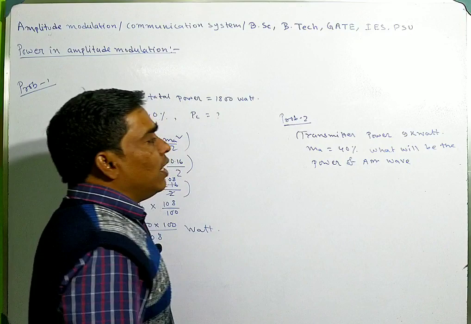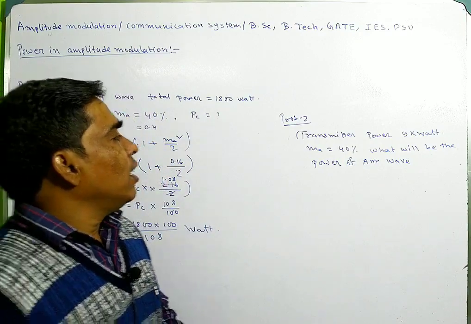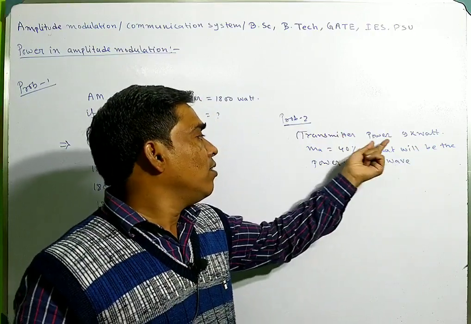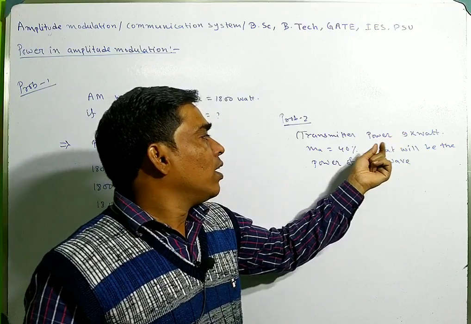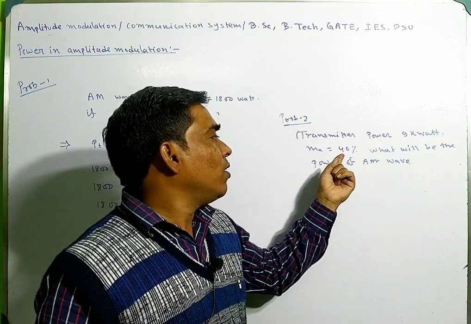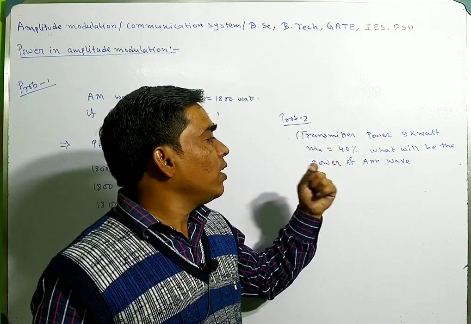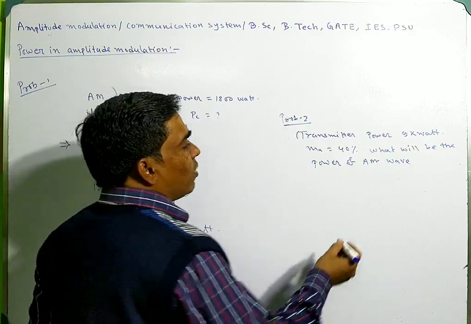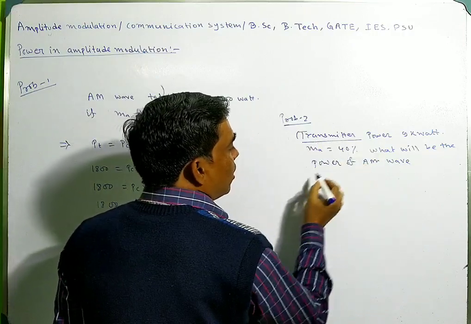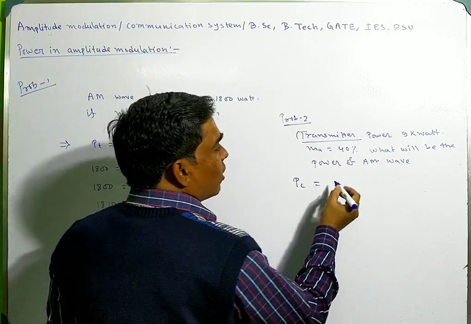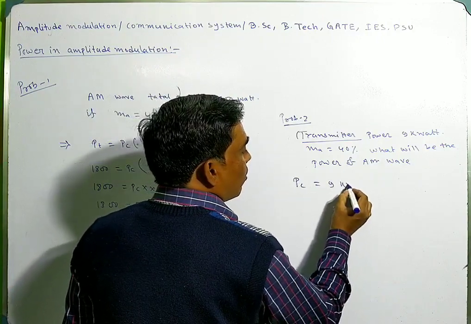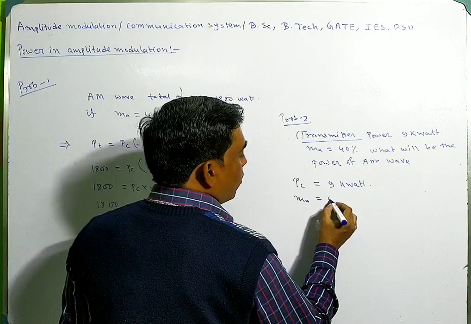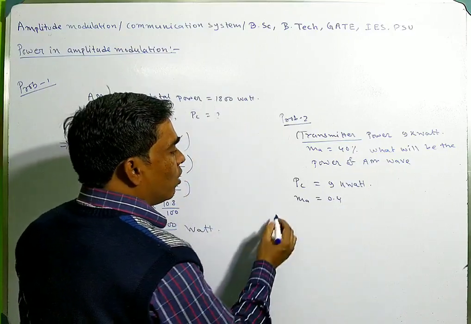Okay, so here this transmitter can radiate up to 9 kilowatt, and this wave can be modulated with a modulation index of 40%. Then what will be the power of the amplitude modulated wave? Total power. Okay, this is total power. So this is the carrier actually, so carrier power is 9 kilowatt and modulation index MA is 40%, that means 0.4. So you have to calculate PT.